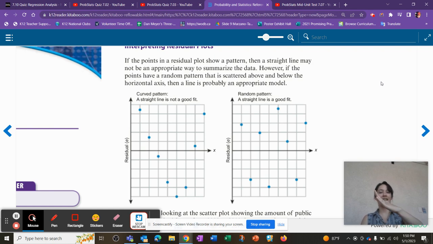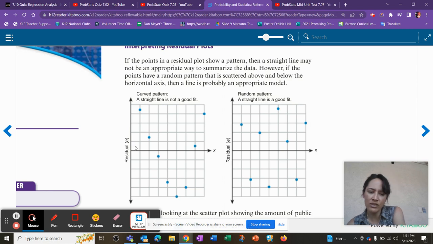Straight lines are only one kind of line we have in our toolbox. We have quadratic regression, so maybe we have something that increases till it hits a peak and then decreases, and that's a better relationship between the two variables we're studying. We have cubic functions, exponential, lots of ways to model the world around us. So curved pattern, straight line is not a good fit. Random pattern, straight line is a good fit. Okay, so that's what they want.